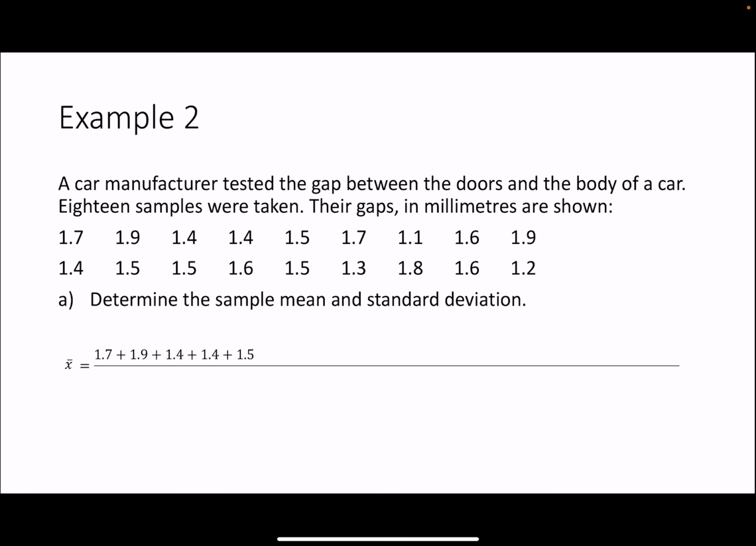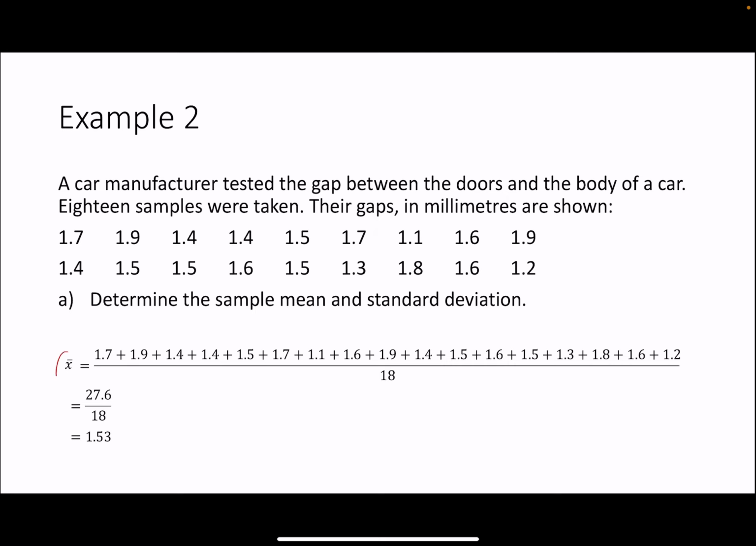So for our sample mean, we add up all our values. You do this yourself with a calculator. And you take every single one of these values and you divide it by the number of data points. And that's equal to 27.6 divided by 18. We end up getting a sample mean of 1.53. So on average, the gap in millimeters for the doors of the body of the cars for the samples is 1.53.